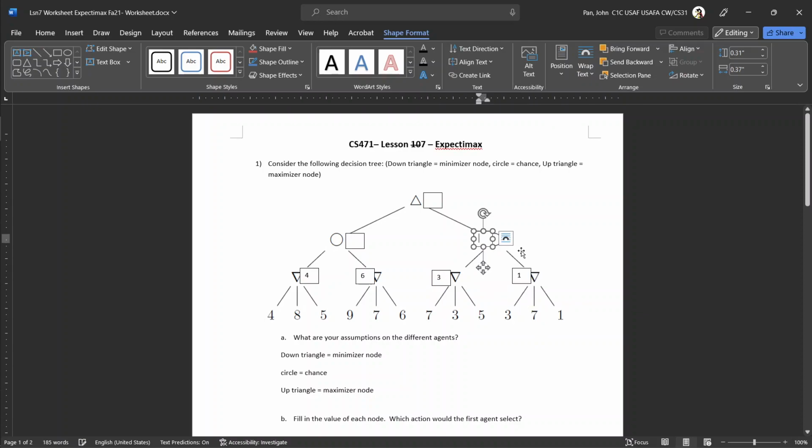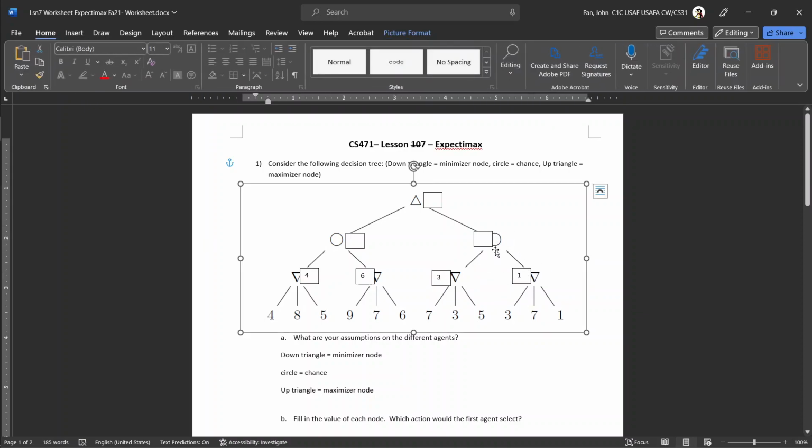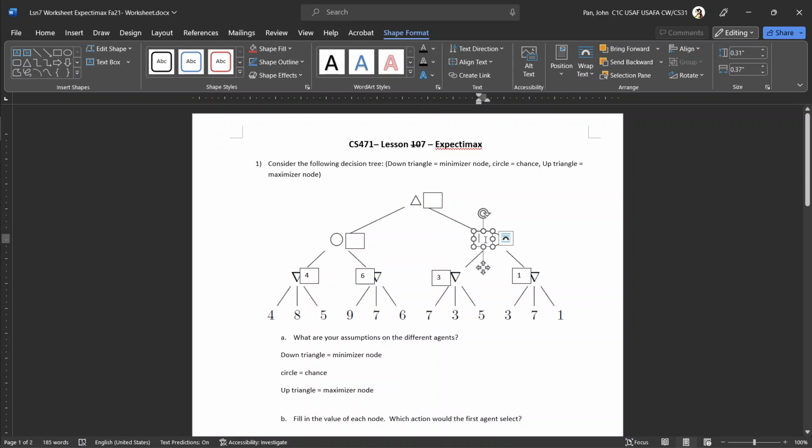And here we have equal probability. So with probability, we're actually going to find the expected value. So there's 50% chance of going to 3, so that's 0.5 times 3, plus 50% chance of going to the right branch to get 1, so 0.5 times 1. And that equals 2. Hopefully I did that correctly in my head.